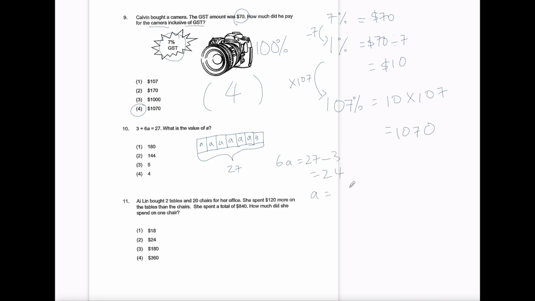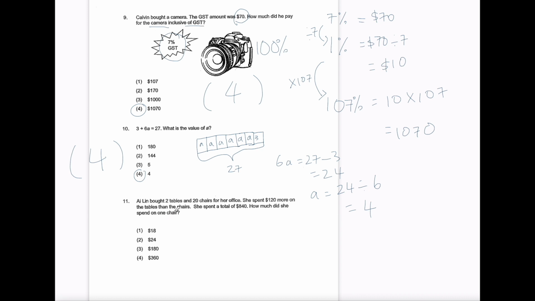So a will be equals to 24 divided by 6. Just mental calculate, you're going to get 4. Your answer should be 4. Understand? Okay, so this is a very simple method. Okay, try and understand. If not, then watch it again. Or else move on with me to question 11.